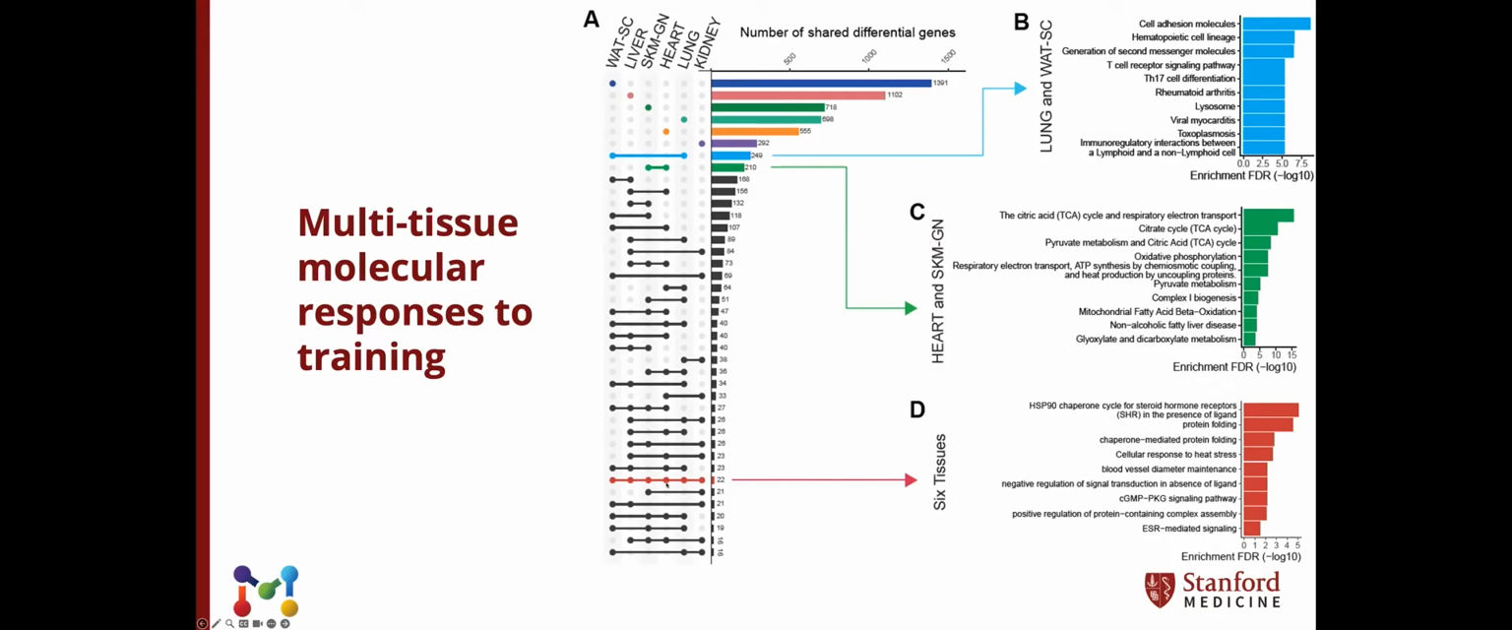Looking at differential transcripts that were regulated across all of these tissues, there were only 22 genes that changed across all of these tissues. And these were associated mostly with the heat shock response. So the heat shock response was regulated mostly, and also mostly actually at the protein level.